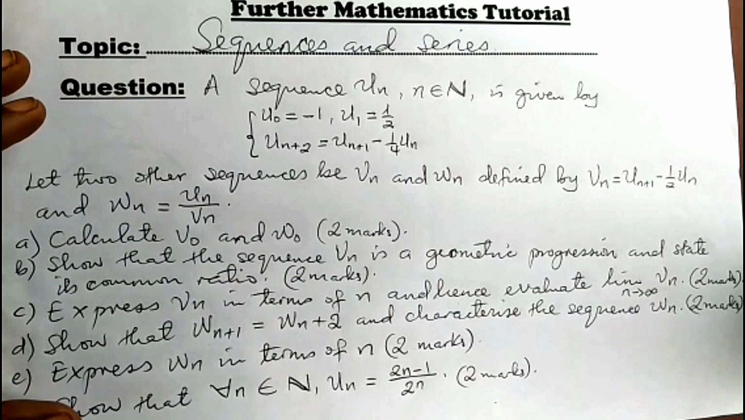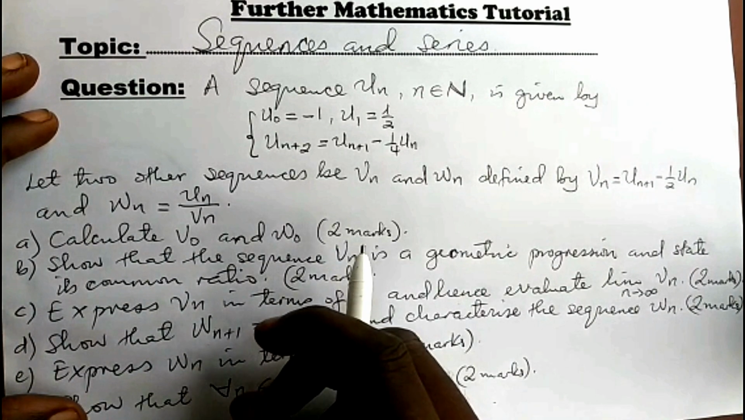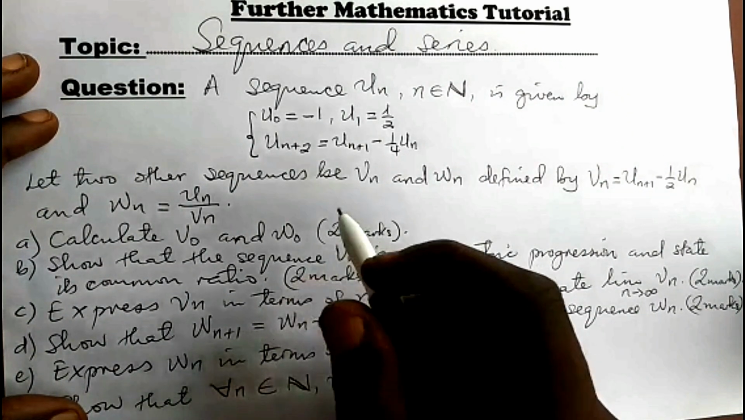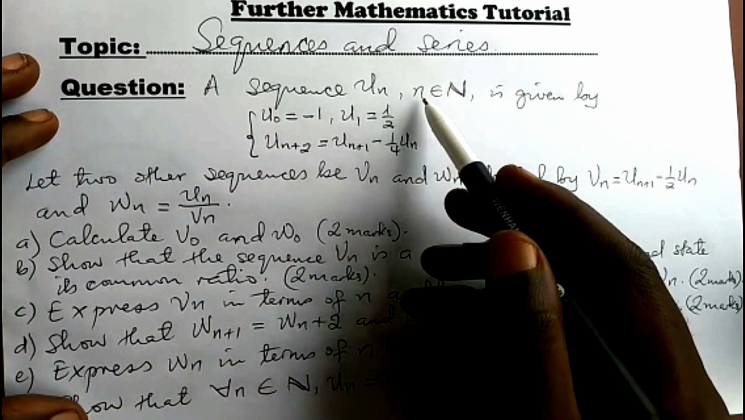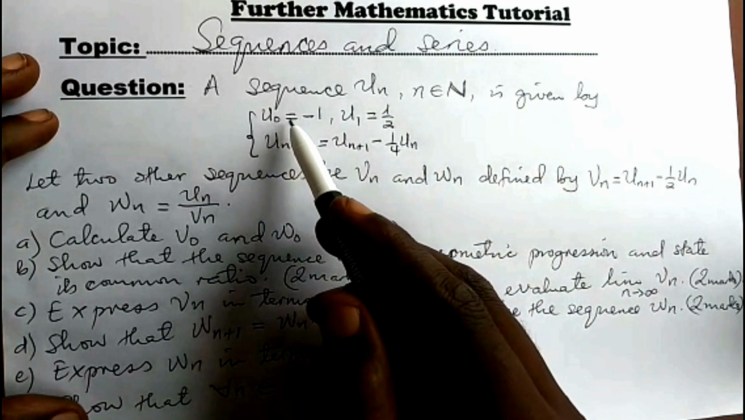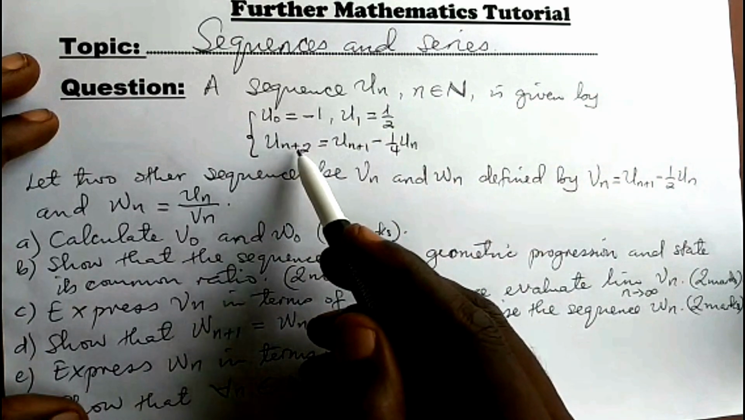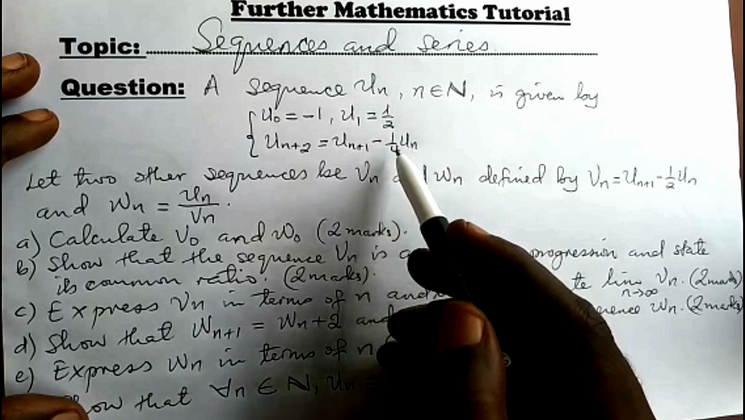Jemason tutorials. In this session we focus on sequences and series, and this particularly has to do with recurring series. The question says a sequence un, such that n is an element of natural numbers, is given by u0 equals -1, u1 equals half, un+2 equals un+1 minus 1/4 un.